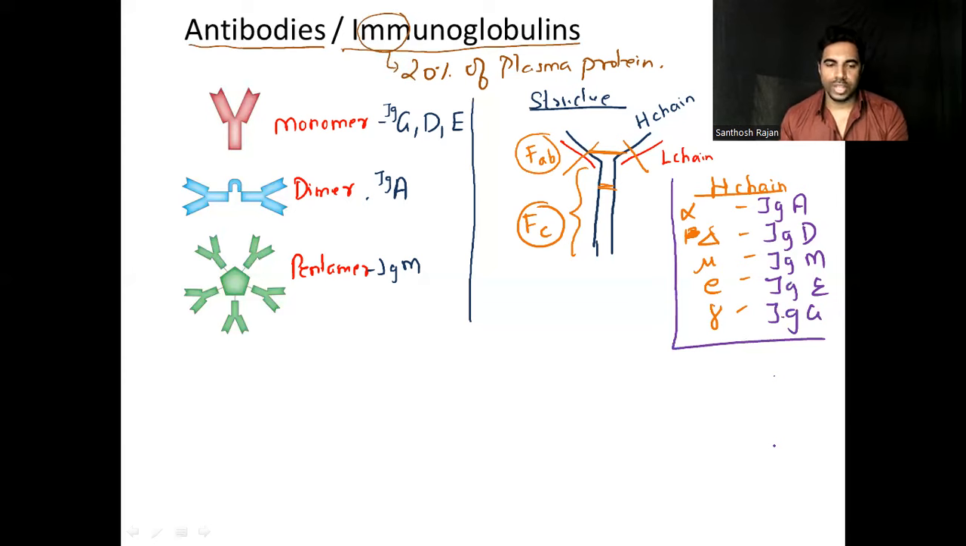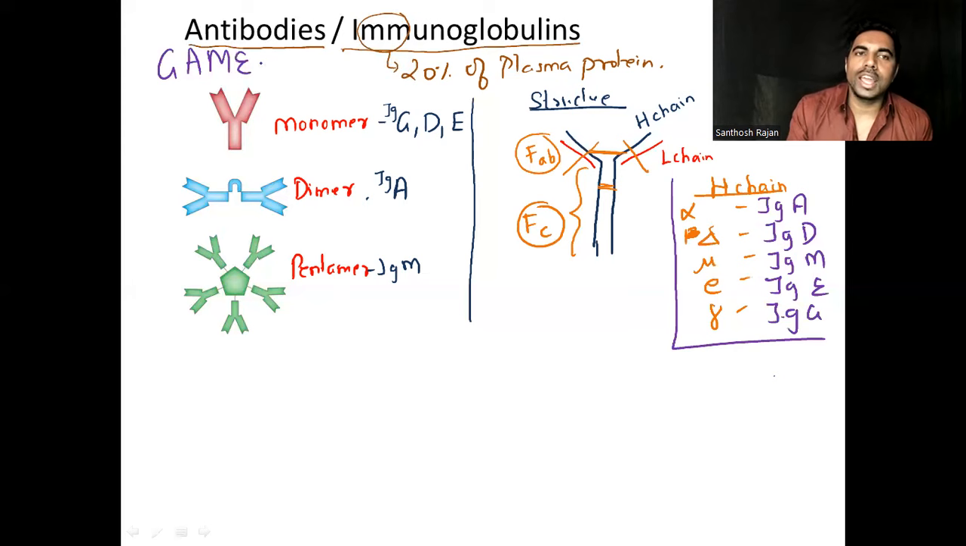Based on the heavy chain, these are the types of immunoglobulin. The shortcut is GAMED. Immunoglobulin types are GAMED. We'll talk about each now.